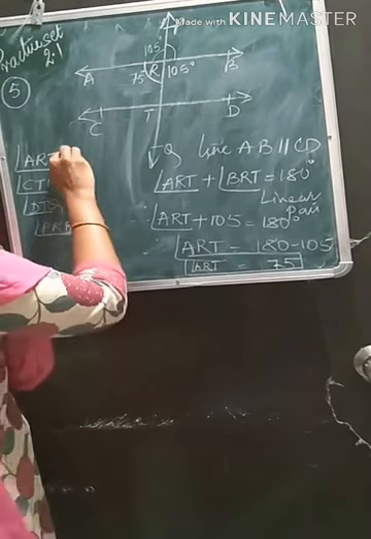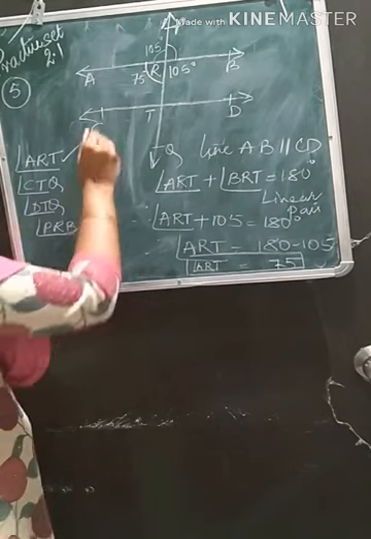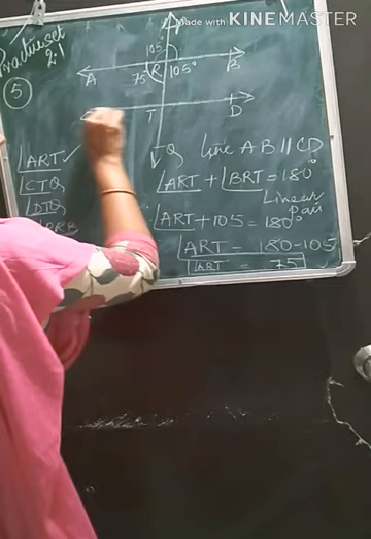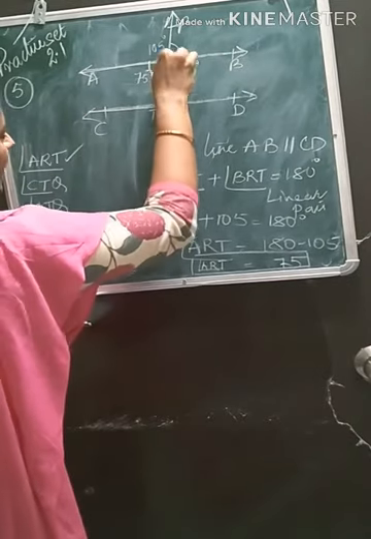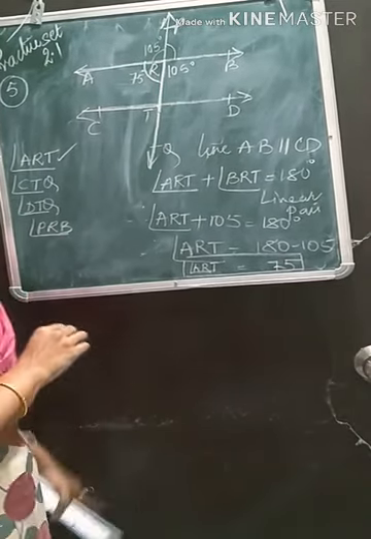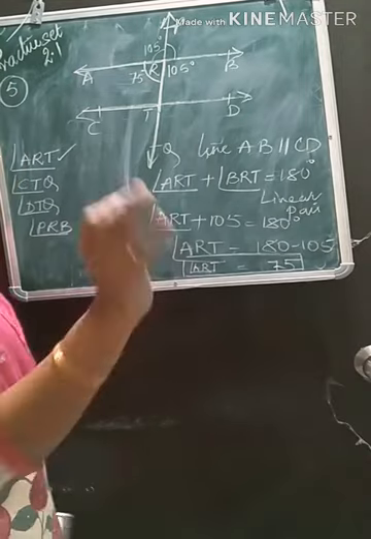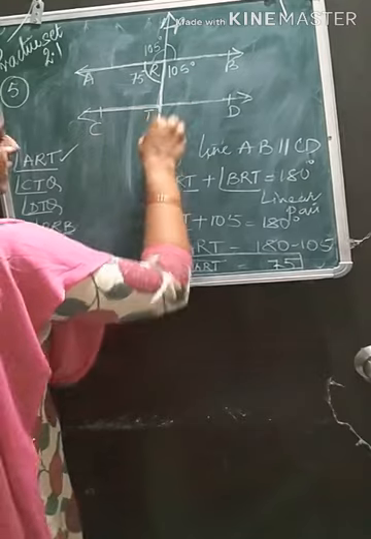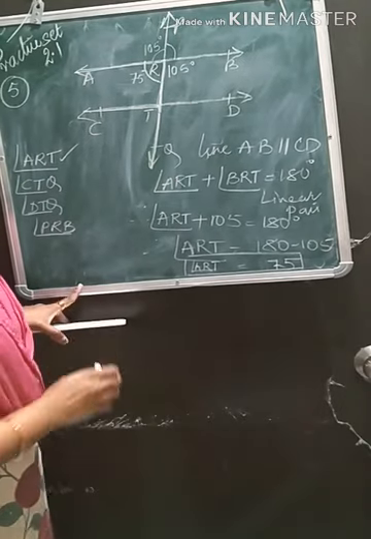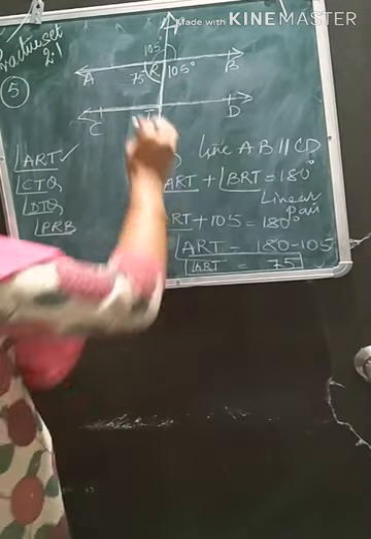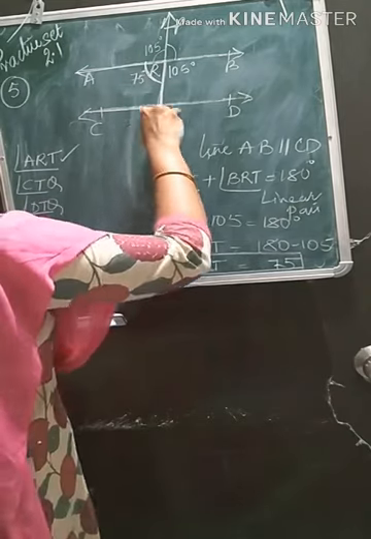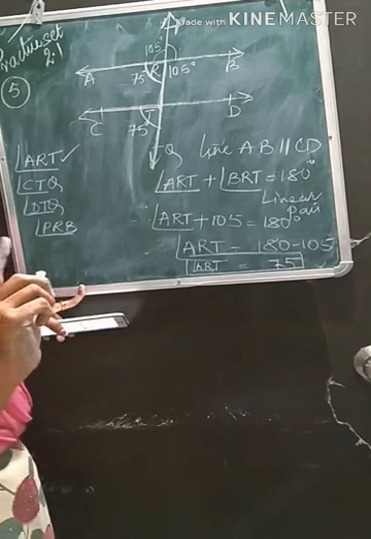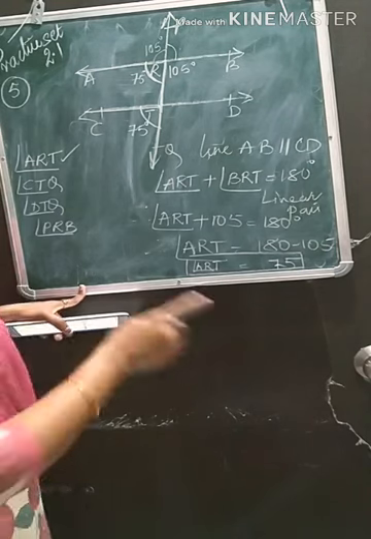So this one is over. Now CTQ. How much will be CTQ? CTQ and ART are corresponding angles. So what will be the next step that you will write? Angle ART congruent to angle CTQ. Reason, corresponding angles. If ART is 75, CTQ will also be 75. You have to write the steps. Pause and then write the steps.